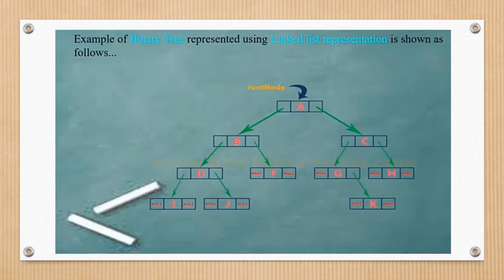See, here is the root node A, left child, and this is the right child. Again, B contains only B, D and F as children, and F is a leaf node, so these two are null. Again, D contains two children, but I is a leaf node, so null. J also a leaf node, so null. K also a leaf node, null. And G contains only a right child, so the left one is null. Again, H is a leaf node, so these two fields are null.